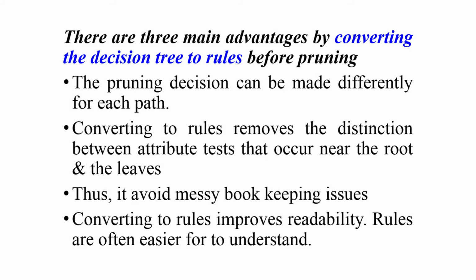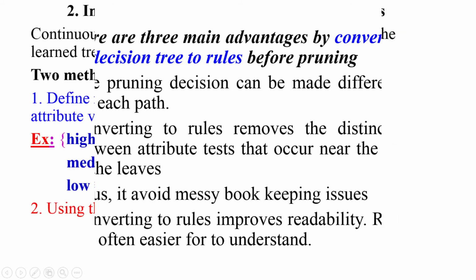If at all we consider different decisions or we have modified, definitely the root and the leaves may change. Converting to rules removes the distinction between attribute tests that occur near the root and leaves. Thus, it avoids messy bookkeeping issues. Converting to rules improves the readability. Users can understand these rules more easily. Rules are often easier to understand.